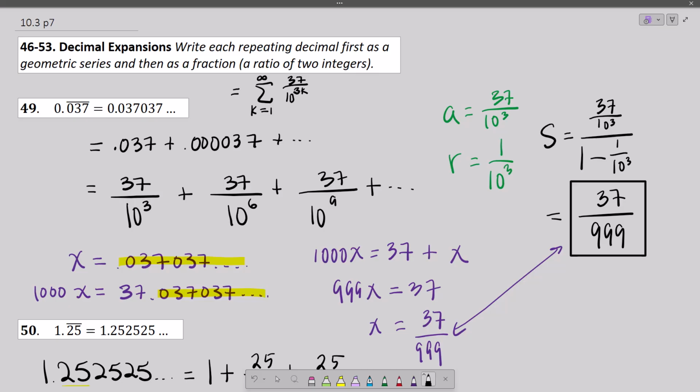10 to the 3K. So you could write it like that? So that would be the summation form. When K is 1, you're going to get this term. When K is 2, you're going to get that. When K is 3, you're going to get that. And then you could do some rewriting in there too.